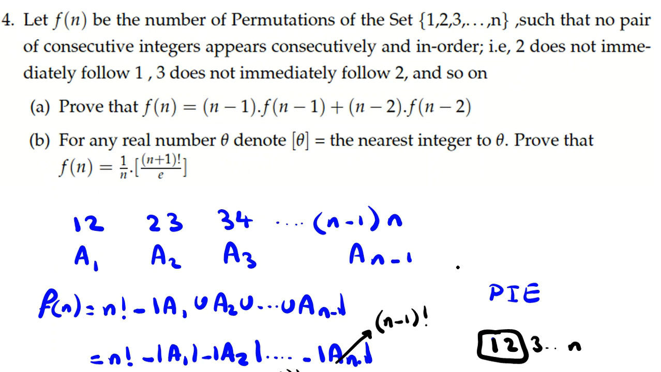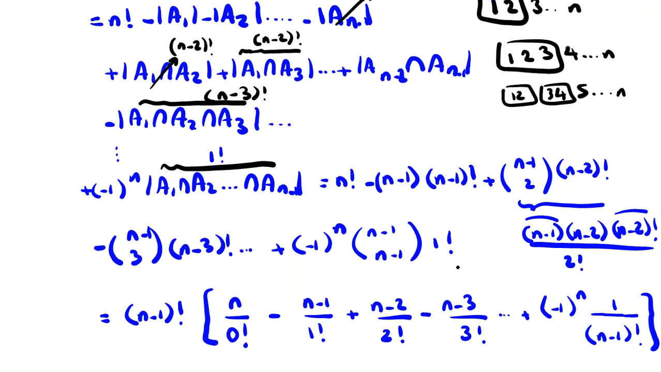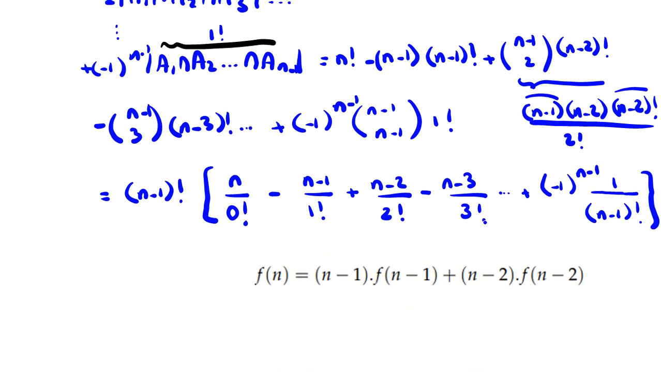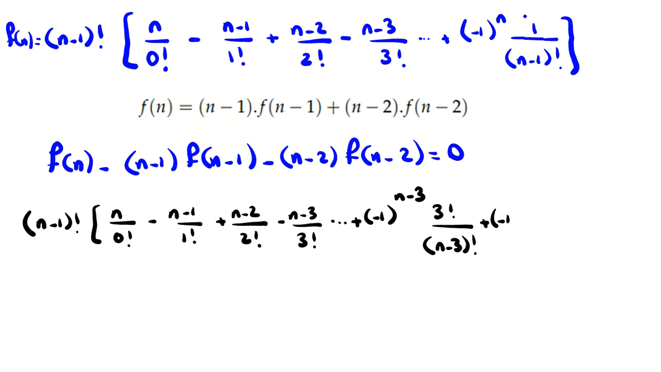So let me do something here. It was what? Sorry, here we should consider, because we have n minus 1, we should correct this part. N minus 1, n minus 1, because we have here a negative 1 to the power of n minus 1. So we should correct it. And now that we want to use, we say, okay, it's n minus 1, n minus 3, n minus 3 factorial, n minus 2 over 2 factorial, n minus 2 factorial, plus negative 1 n minus 1 over n minus 1 factorial.